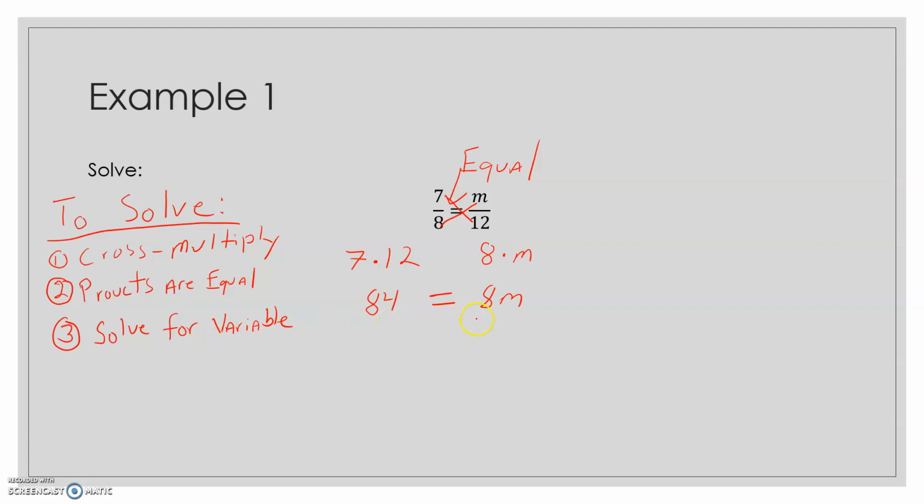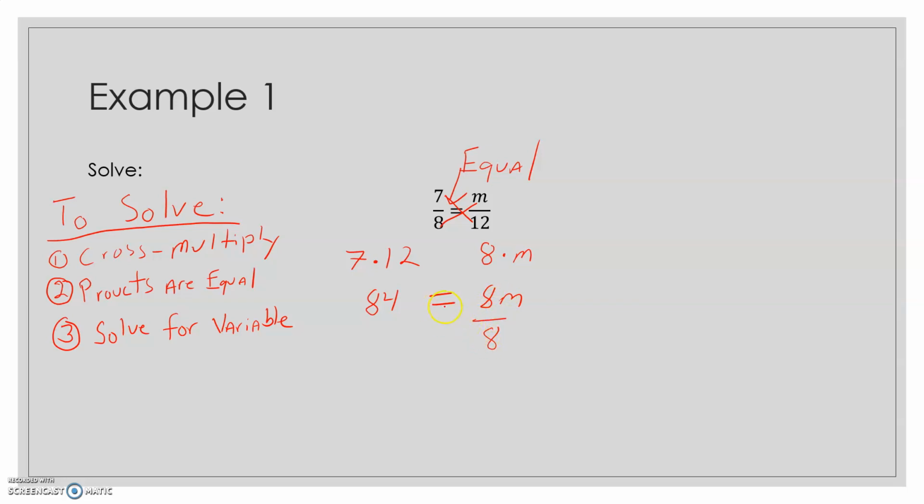And so in this case, no need to distribute, no need to combine. All the variables are on the same side. All that we have is that the variable is not by itself, and so we need to get rid of what's with it. And so in order to get rid of this times 8, since they're right next to each other, it's multiplication. We do the inverse operation, which would be divided by 8.